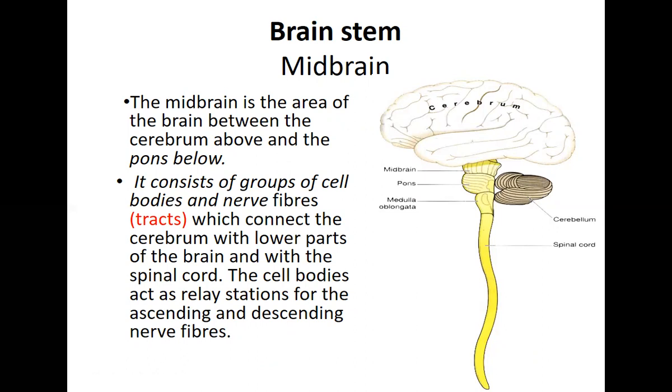It consists of groups of cell bodies and nerve fibers, tracts which connect the cerebrum with the lower parts of the brain and with the spinal cord. The cell bodies act as relay stations for the ascending and descending nerve fibers. Many fibers start from the brain, go to the pons and medulla oblongata through the midbrain, and go to the spinal cord. Some sensory fibers go from the spinal cord to the midbrain and pons, and from there to the cerebrum through the midbrain. So there are very important tracts, ascending going up, descending going down.